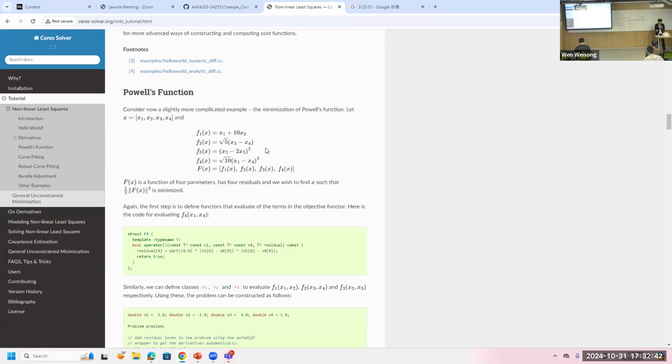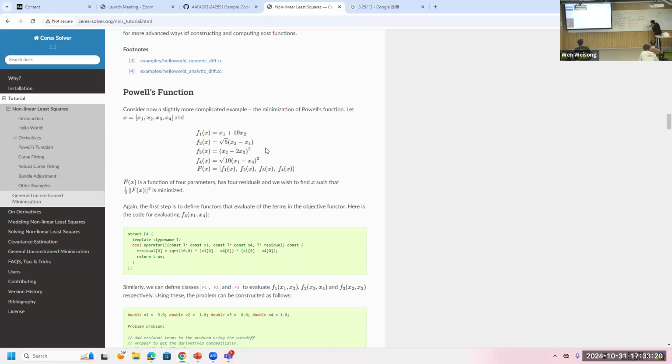So for example, I provide a path planning problem. I'm just talking about one more example about path planning. For example, these are the obstacles, a lot of obstacles, right? This is the starting point, and this is the end point.